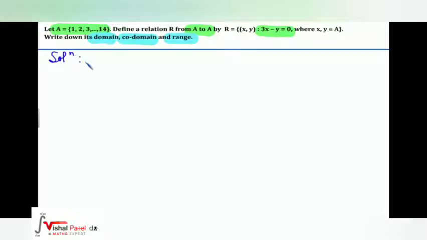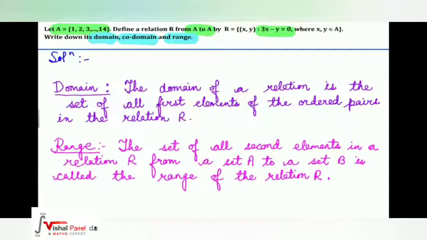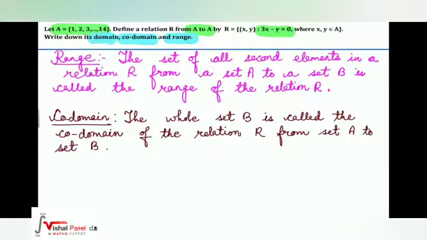Right, so first of all I recall all the concepts of domain, codomain and range. First of all, start with the domain. The domain of a relation is the set of all first elements of the ordered pairs in the relation R. Now range: the set of all second elements in a relation R from a set A to set B is called the range of the relation R. Codomain: the whole set B is called the codomain of the relation R from set A to set B.